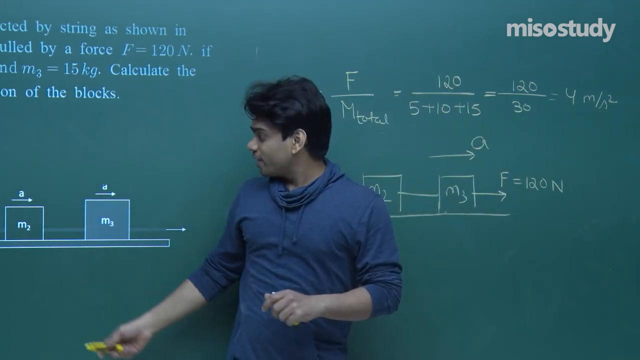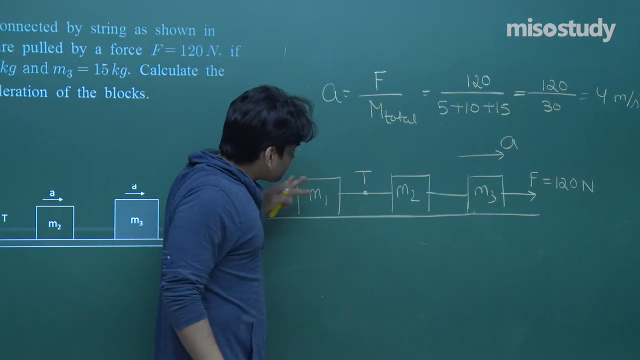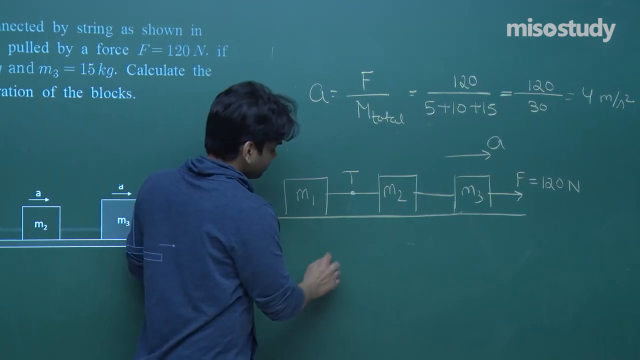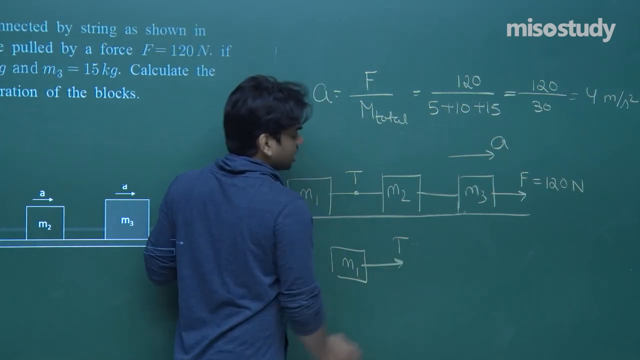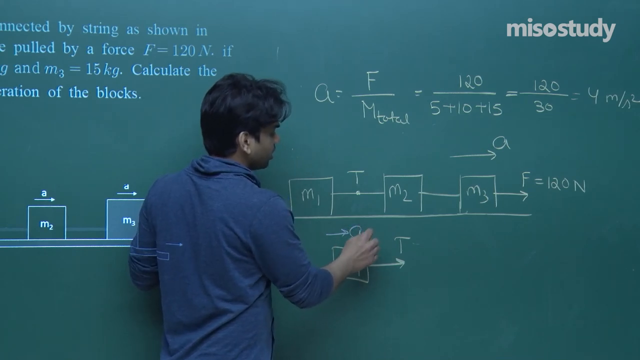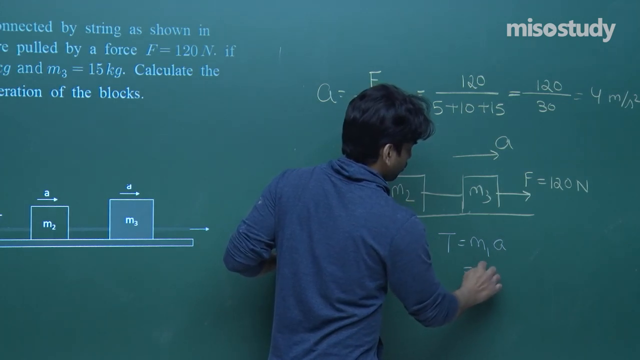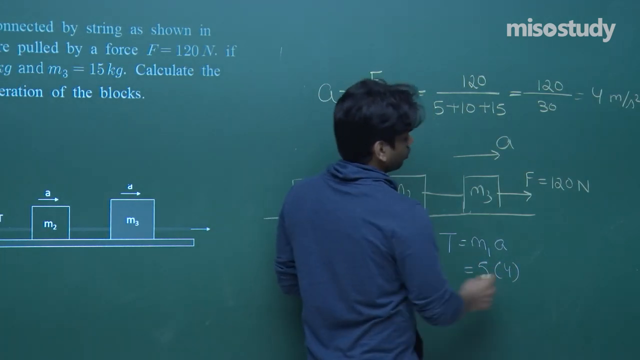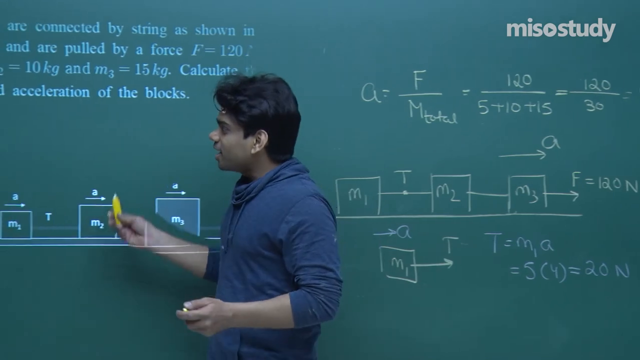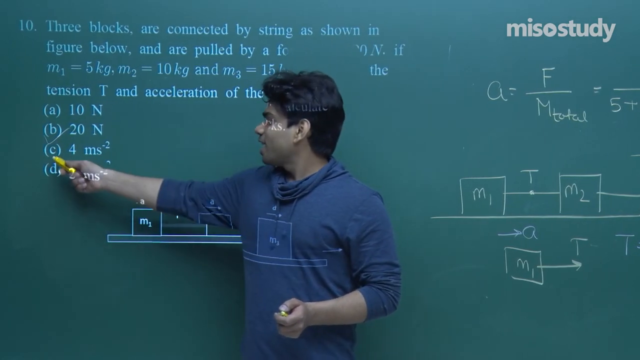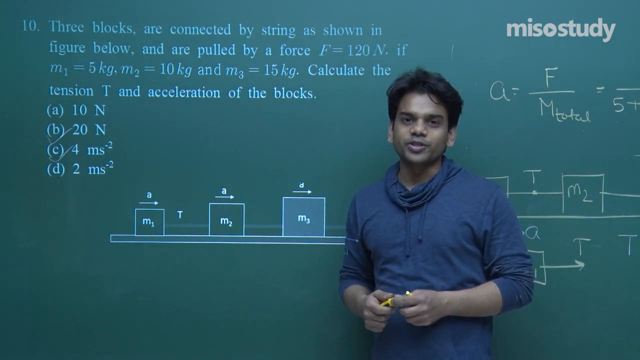Next thing, we need to also evaluate the tension T in this string. So the tension T, let me mark here as T. This mass is moving with some acceleration, that is 4 meter per square second. So if I draw the diagram of M1, that is equal to 5 kg. Tension T is pulling it here. The acceleration A we have evaluated, that is 4. So T will be equal to M1 into A. So 5 into 4. That turns out to be 20 Newton. Tension is 20 Newton, acceleration is 4. Let's check the answer. 20 Newton is the tension, acceleration is 4 meter per square second. B and C are the right answers for this question.